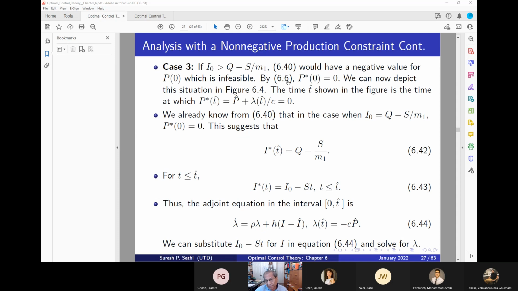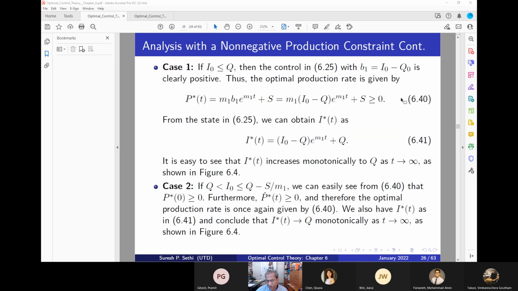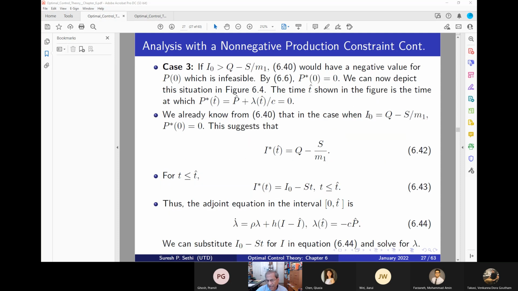So by 6.6, which says I cannot use negative value of P, I must set P star equal to 0. I already gave you the figure, 6.4. The time T hat is exactly the time when this P star becomes 0. So if you go to 6.40, we will see that I0 equal to this, P star equals 0. And so I star T hat is exactly Q minus S my M.